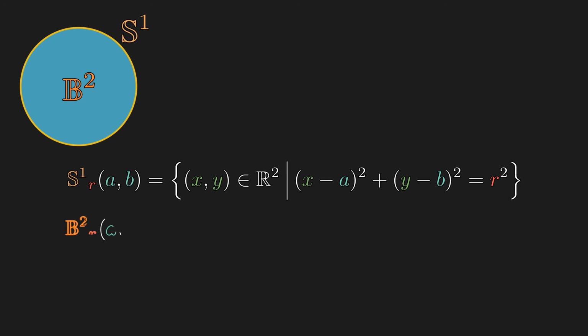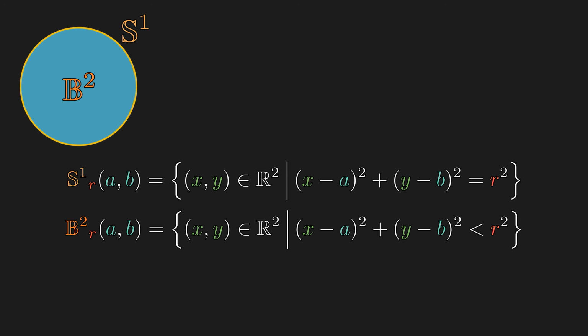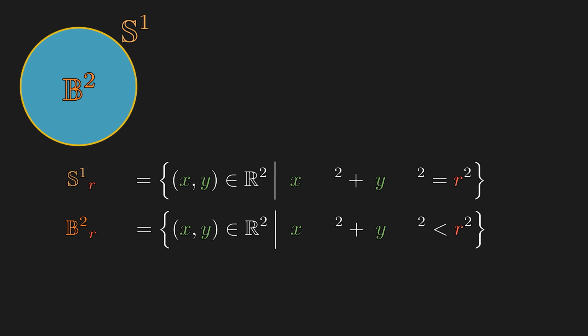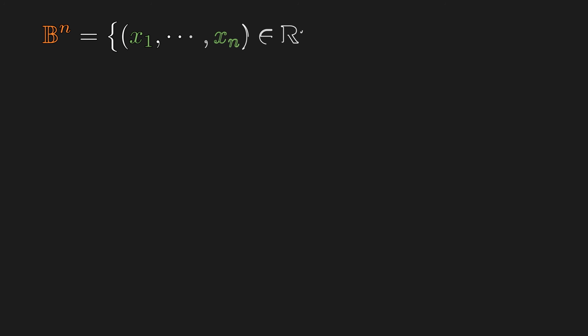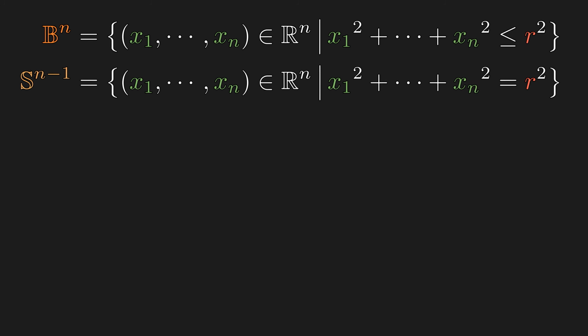As for the ball, we change the equality to an inequality to represent the set of all points that are within the radius. Now, if we don't specify the center, we will assume that the default parameter is the origin. And we will hide the radius as well, just to be lazy. Now, we can generalize this algebraic description to any dimension. So an n-dimensional ball is the set of all points in n-dimensional Euclidean space that are within a fixed radius from the center. And the sphere of one dimension less is the boundary of the ball.